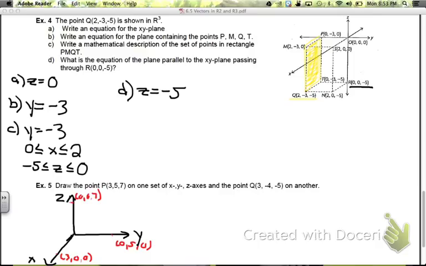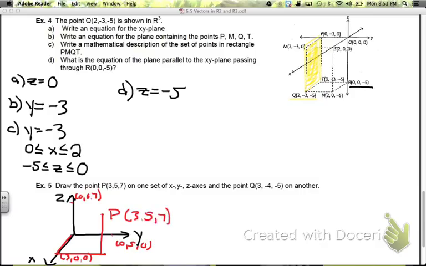So now I have my points here. I know now I can draw in my diagram because I know I need to get to the point 3, 5, 7. So first I'd move out to 3. I'd move over to the 5. And then I would move up 7 units. So this here would be my point P, which is located at 3, 5, 7.